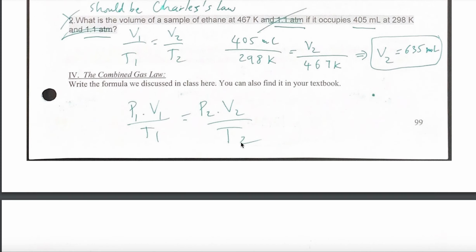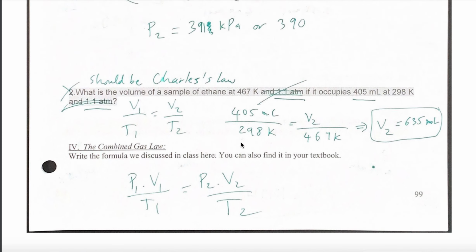Okay, now if you guys work on this one, this should be Charles' law. Yeah, by mistake I put it here, but this is actually a good example of Charles' law. And because the pressure stays the same, you can safely cross it out. You don't need it, okay, because the pressure stays the same, 1.1 atm. So if you do V1 over T1 equal to V2 over T2, before and after, you should get V2 equal to 635 ml.